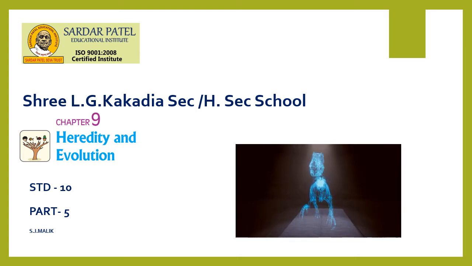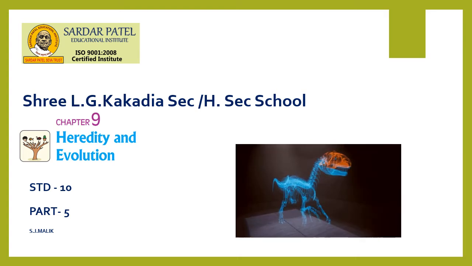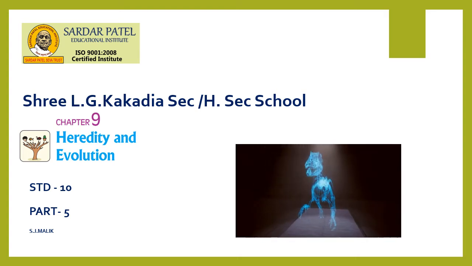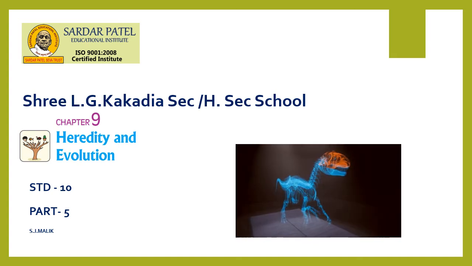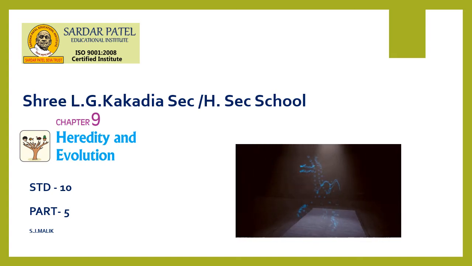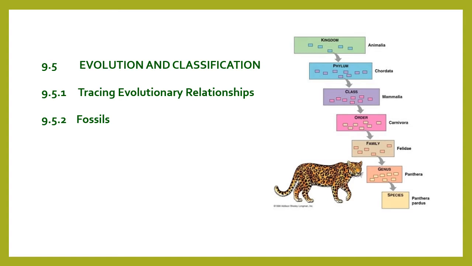The chapter is Heredity and Evolution. Let me show you what we are going to discuss today in this part. We'll discuss three topics: the first topic is evolution and classification, then tracing evolutionary relationships, and the last topic will be fossils. Let me start with the first one, that is evolution and classification.